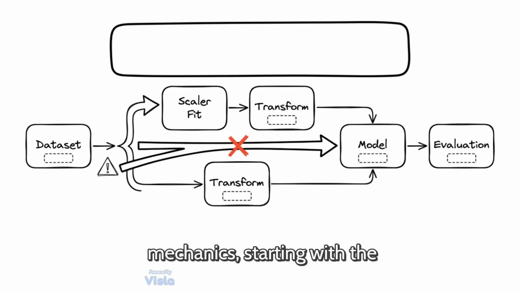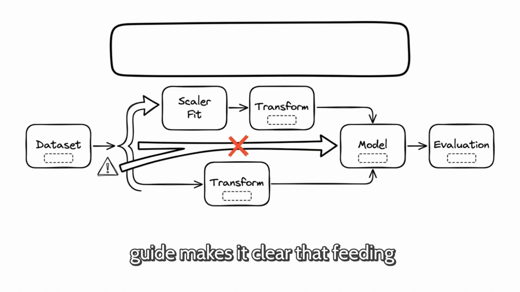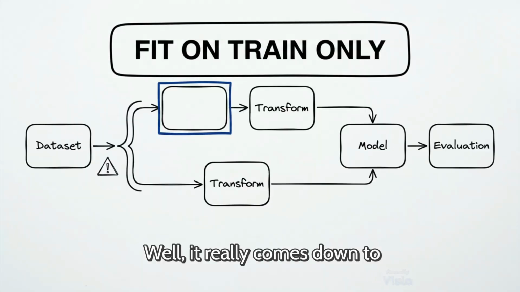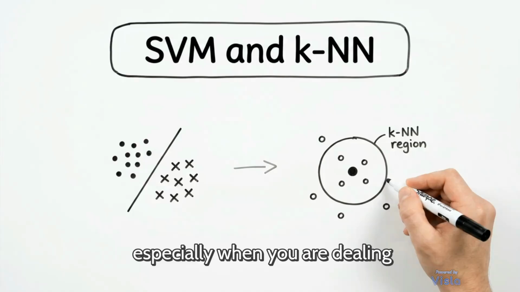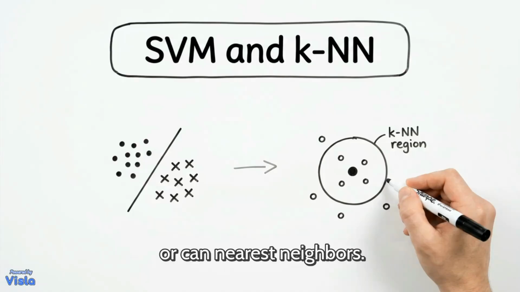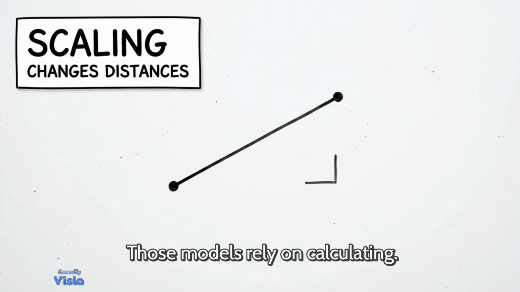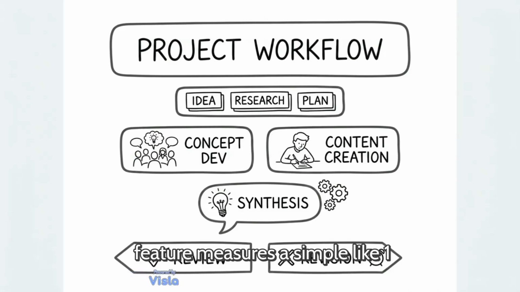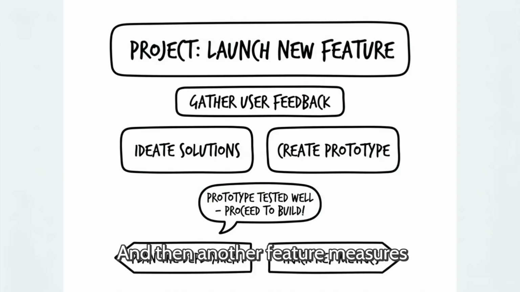So let's jump into those mechanics, starting with the preprocessing trap. Because the guide makes it clear that feeding raw, unscaled data into certain algorithms is just asking for a disaster. Why does raw data fail? Well, it really comes down to things like the standard scaler, especially when you are dealing with distance-based algorithms like support vector machines or k-nearest neighbors. Those models rely on calculating the literal Euclidean distance between data points. So imagine a data set where one feature measures a simple 1 to 10 score. Yeah, like a customer satisfaction rating.